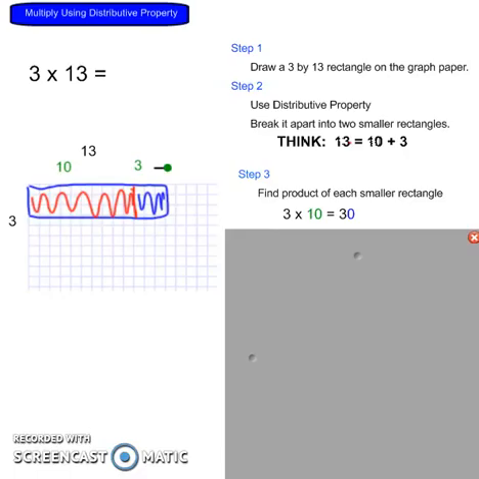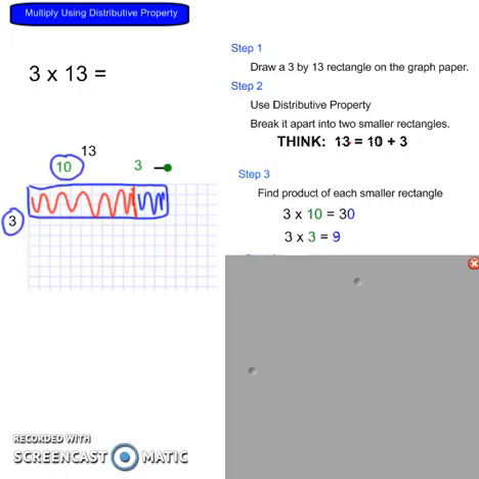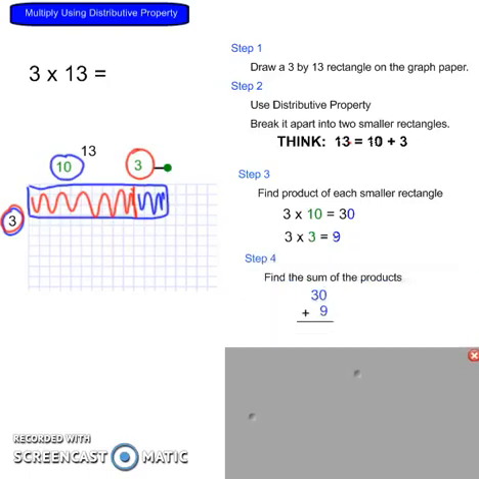I know that 3 times 10 equals 30. And I know that 3 times 3 equals 9. And now all I have to do is find my sum and add those together. 30 plus 9. 9 plus 0 is 9. And then 3. Nothing to add it to, so I'm going to bring it straight down. And 3 times 13 is 39.